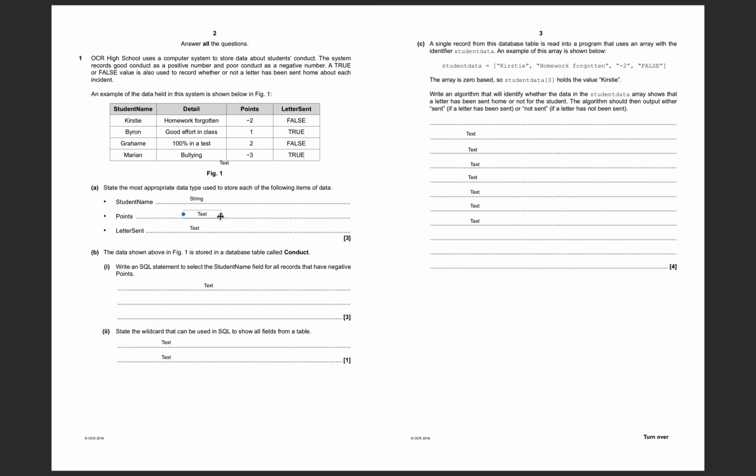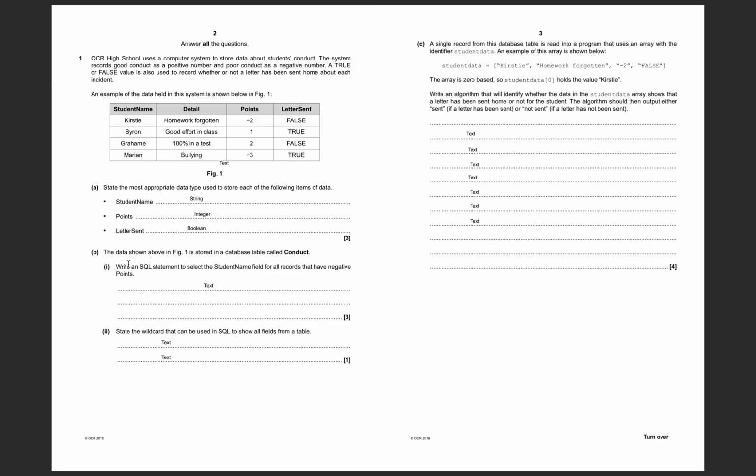Next, what we have is points. And in the points column, we have -2, 1, 2, -3. So these are integers. And an integer, remember, is a whole number. Just to go back to string, remember a string is a group of characters. Letter sent. Well, in letter sent, we have false or true. So that data type is a Boolean.